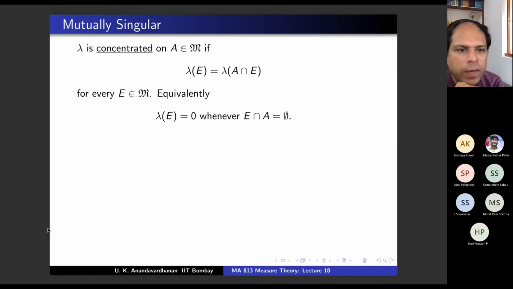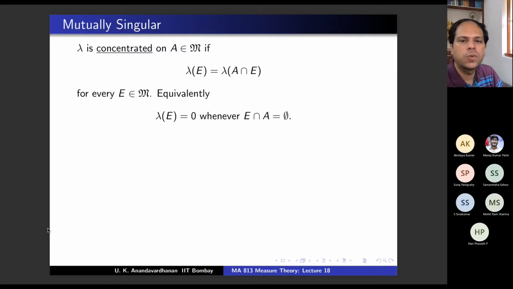Yes. What about the other way? Equivalent means if and only if, right? So how do you show the other way? Suppose it is given that lambda of E is zero whenever E intersection A is empty. And now you take an arbitrary E. You have to show that lambda of E is lambda of A intersection E.